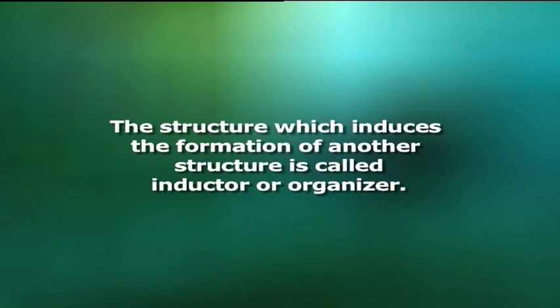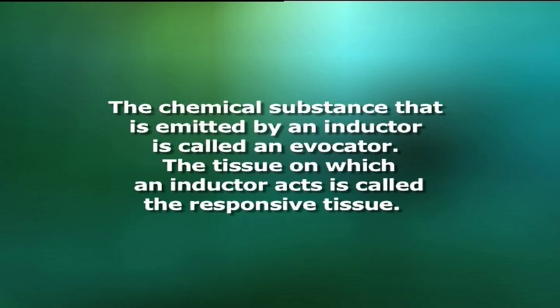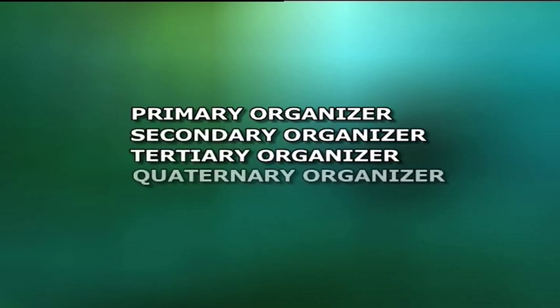The structure which induces the formation of another structure is called the inductor or organizer. The chemical substance that is emitted by an inductor is called an evocator. The tissue on which an inductor acts is called the responsive tissue. Now we will learn about the primary, secondary, tertiary and quaternary organizers.